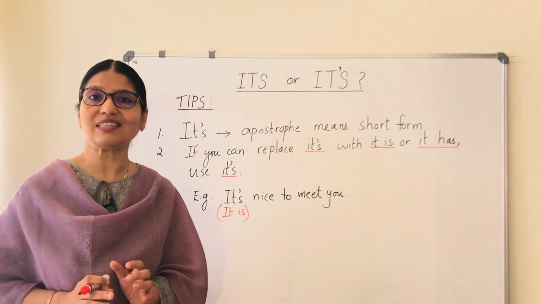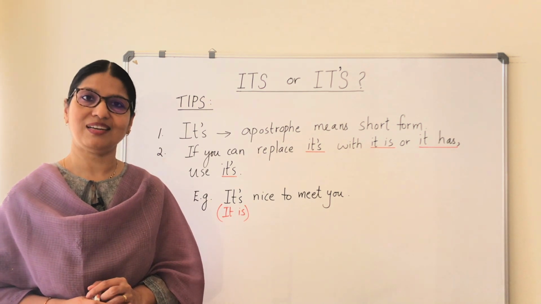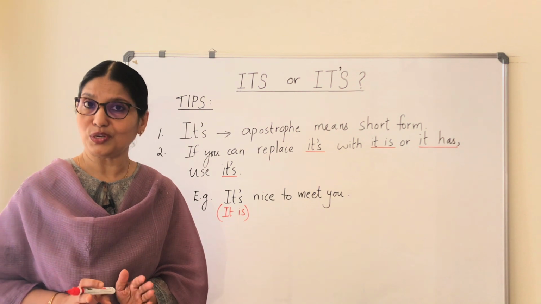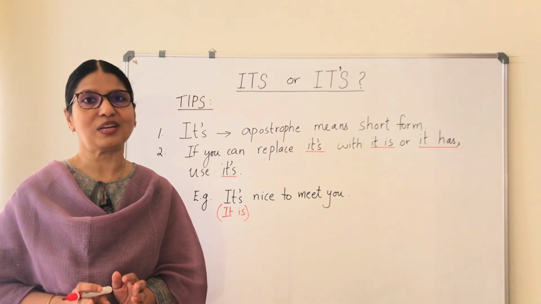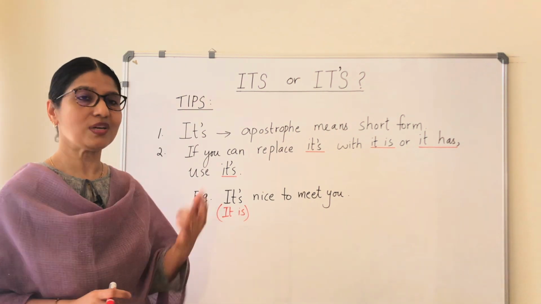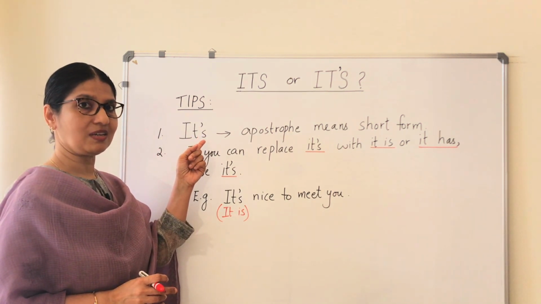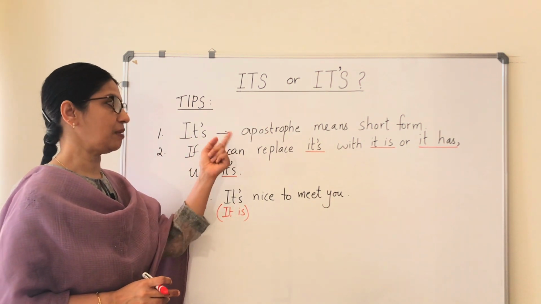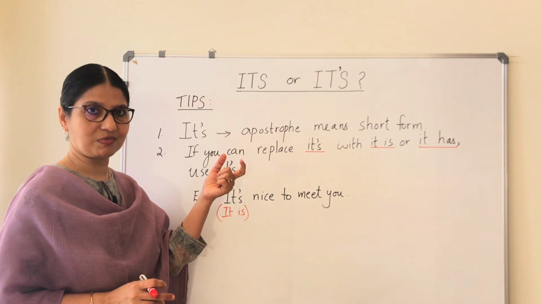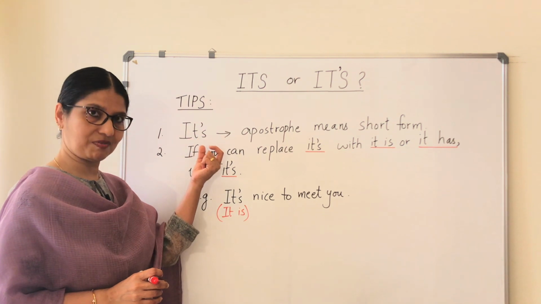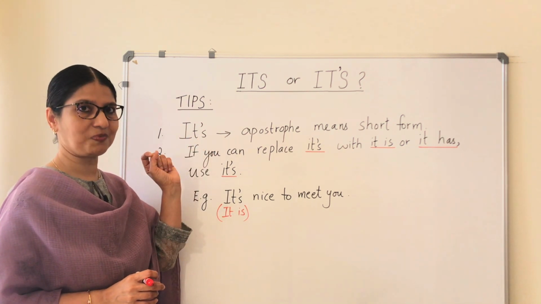If at all any traces of confusion still remain, let me share with you some tips so that you can decide whether to use it's with or without an apostrophe. So here is tip number 1. When using it with an apostrophe, always remember that an apostrophe means short form. That's in the case of it's. When we write it with an apostrophe, that means short form.